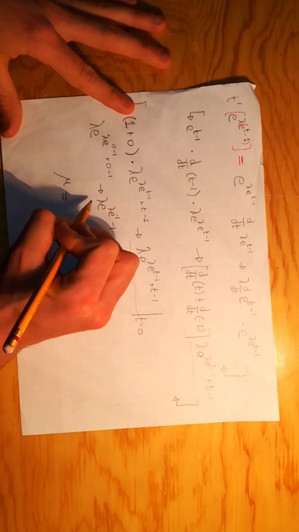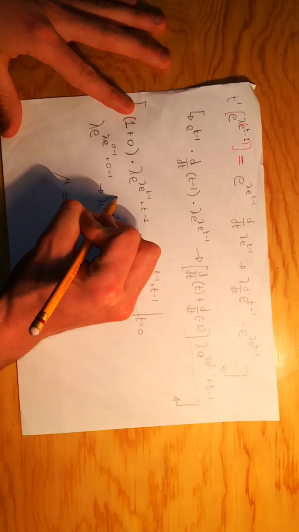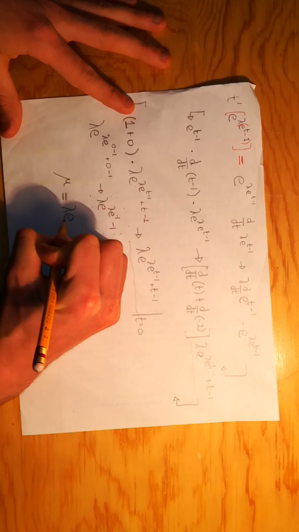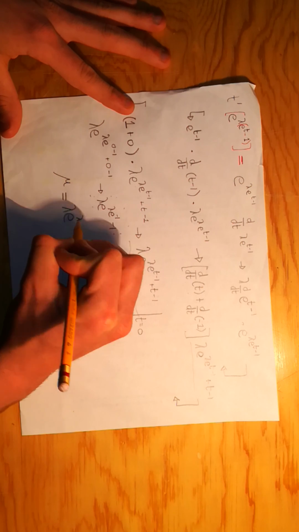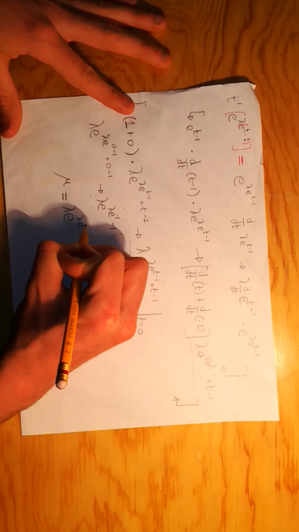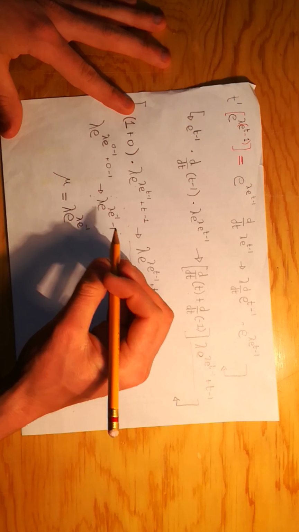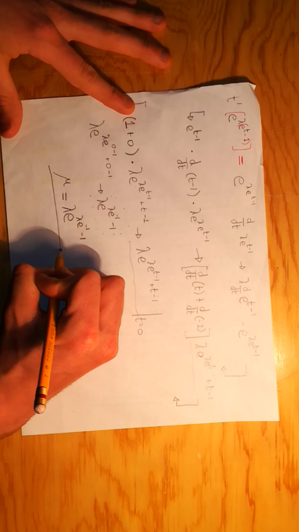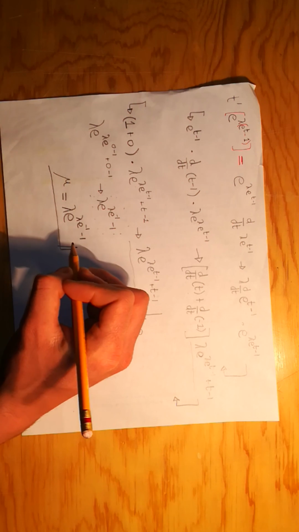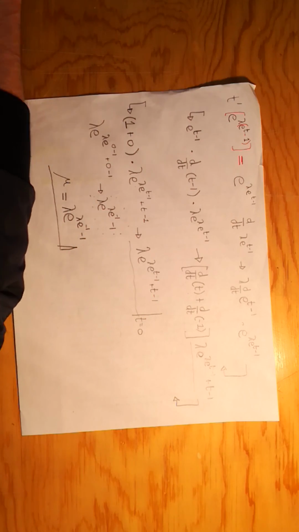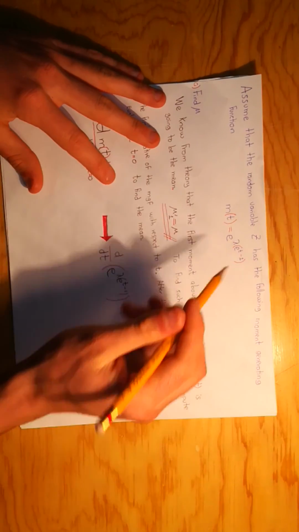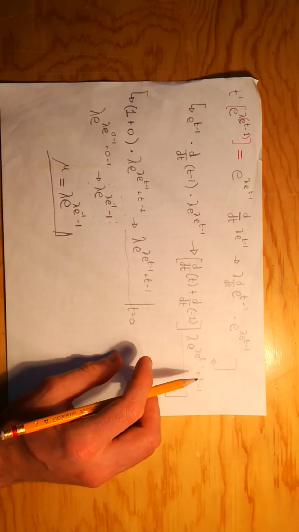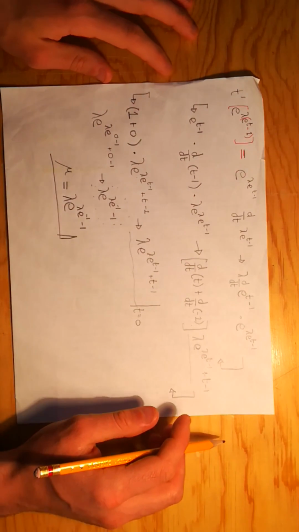will be this value in here, which is lambda e elevated to lambda times (e to the minus 1), minus 1. This is the mean when the moment generating function is this one. And that is how we calculate the mean.